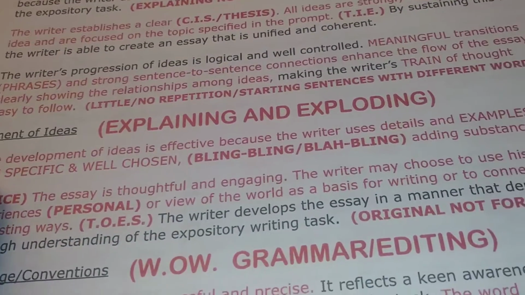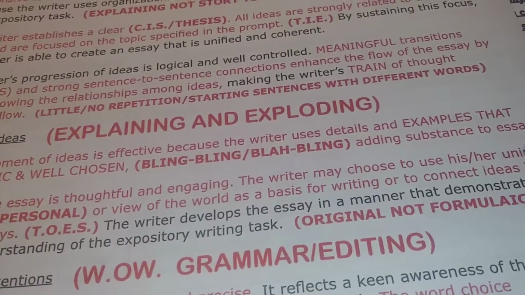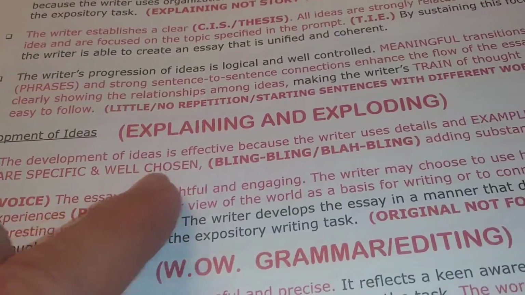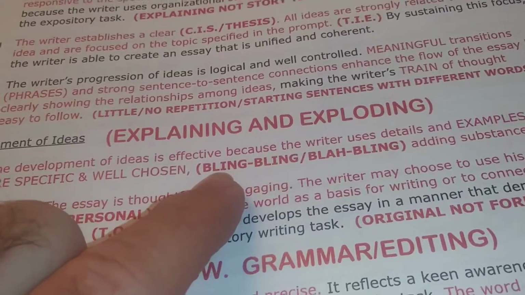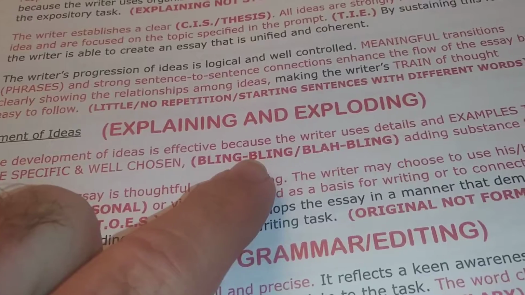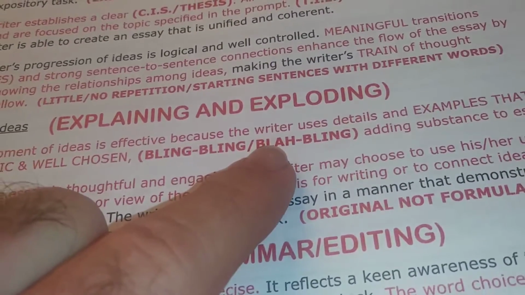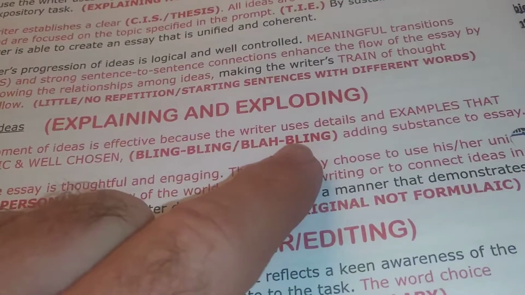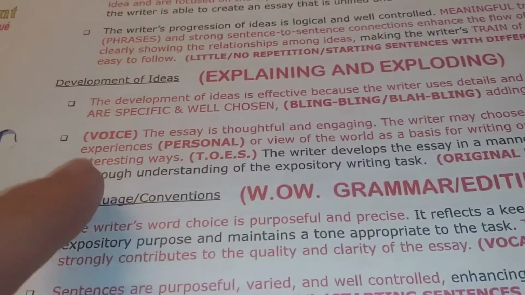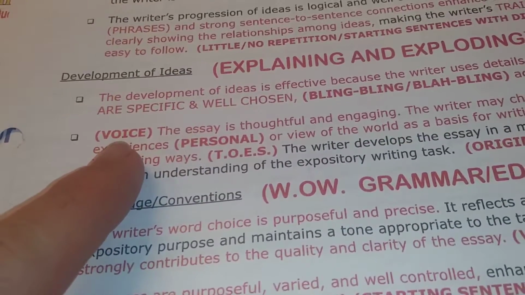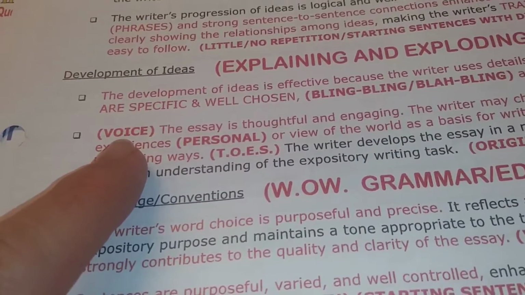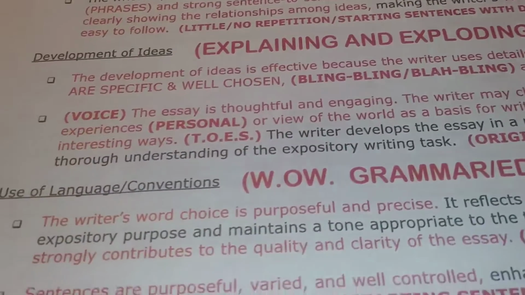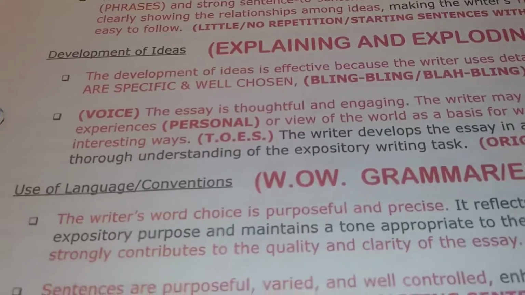The development of ideas is effective because the writer uses details and examples that are specific and well chosen. I call it the bling bling idea. That you take a really cool idea and explain it in a bling way. Or for kids who have limited experiences, you teach them how to have a blah idea and make it bling by the way they explain it. But this is where most of your students are missing the 4 or turning a 2 paper into a 3. There's no voice in the paper. The writing is basically hoarse.